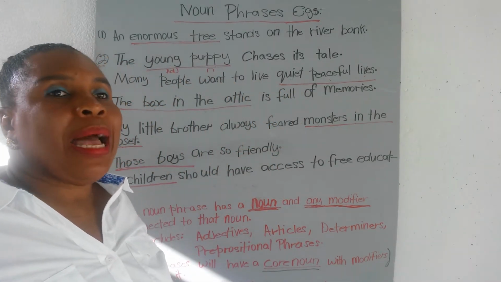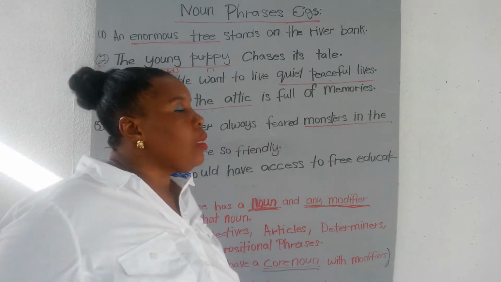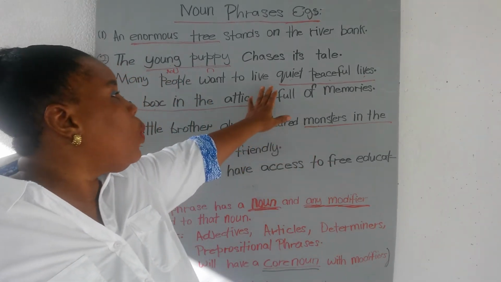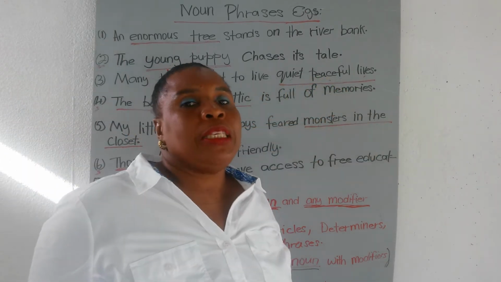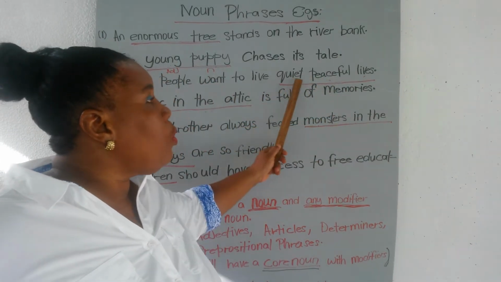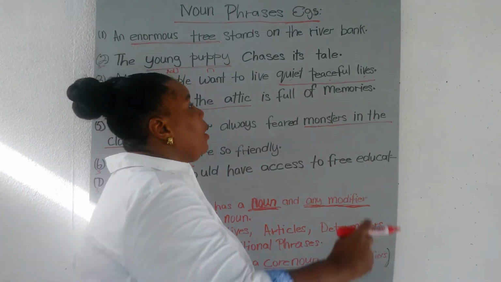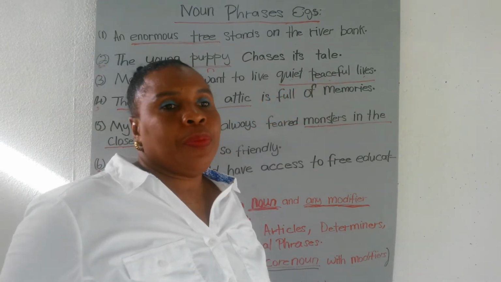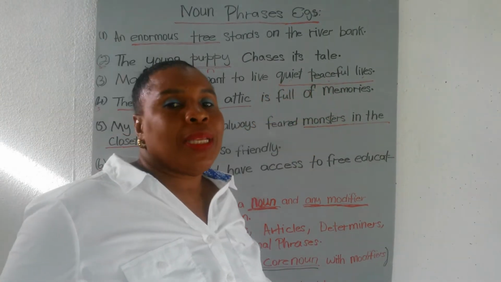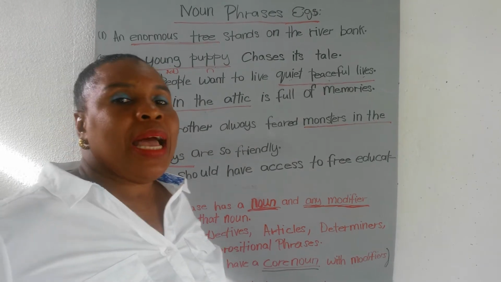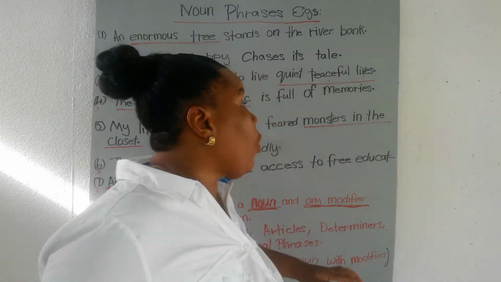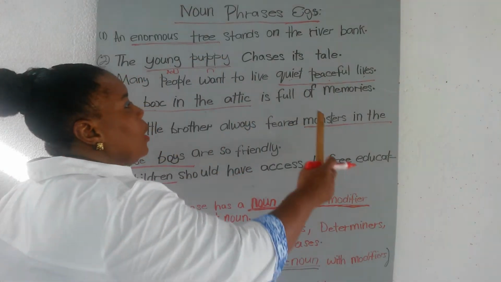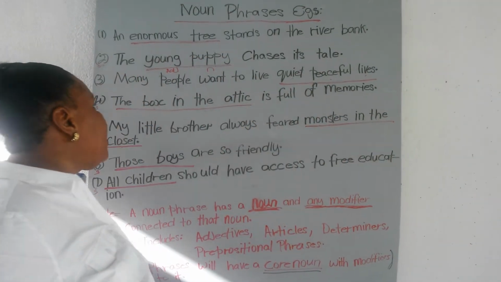All right. Many people want to live quiet, peaceful lives. What type of life would many people want to live? Quiet, peaceful lives. So this would be the noun phrase. Lives would be the noun, and quiet and peaceful are the adjectives. So that is the life that many people want to live. So this would be the noun phrase.